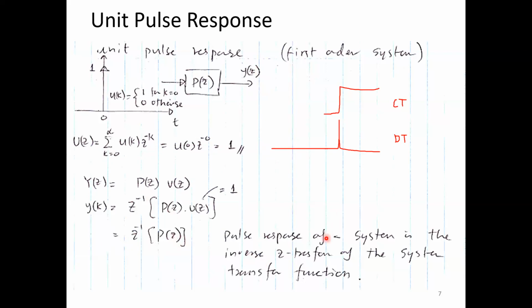And the analogous expression for what you have seen in continuous time, right? As a sentence, we can say it like this: pulse response of a system is the inverse Z transform of the system transfer function. Remember, we did the same thing in continuous time, inverse Laplace, right? Of a transfer function in continuous time, right, is the unit step response. Remember that?